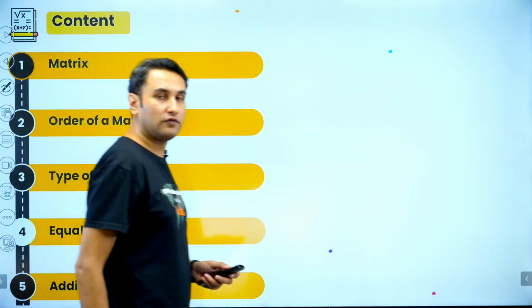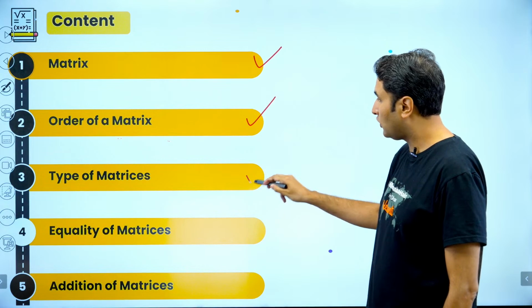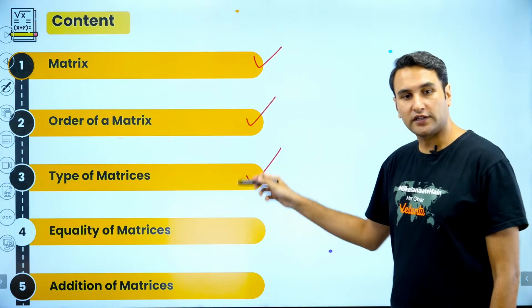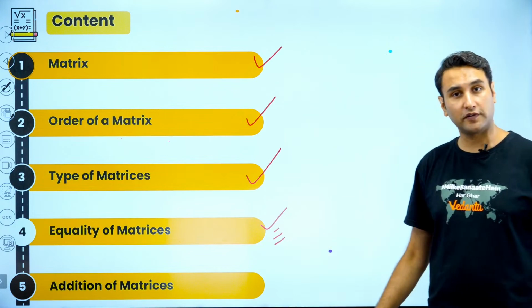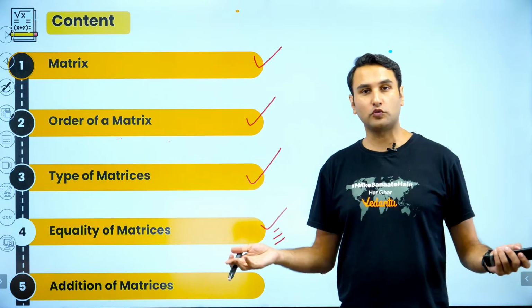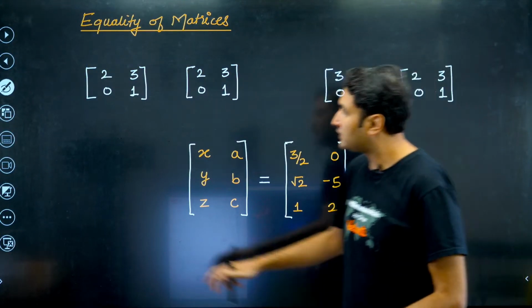Now, what we have done, we have understood matrix, we have understood order, we have seen all types of matrices. Now let us see what is equality of a matrix. When do we say two matrices are equal?